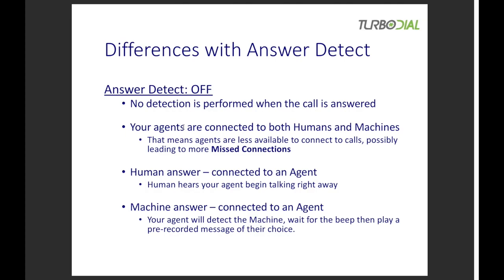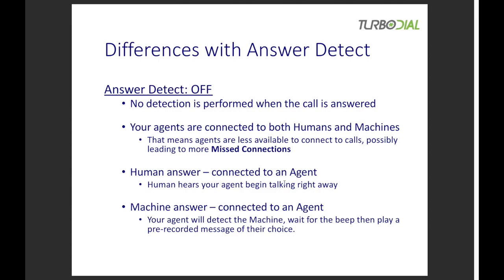Your agents, though, then will be connected to both humans and machines. In the case where you had answer detect on, we attempted to only connect your agents to humans, and machines were handled by automation. Without answer detect, your agents will be connected to both humans and machines, and that means your agents are less available to connect to calls, and that could lead to a few more missed connections than otherwise.